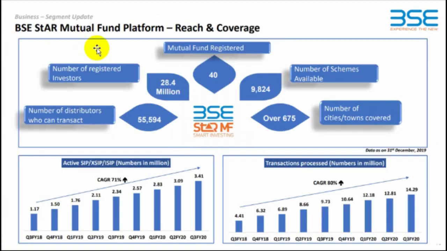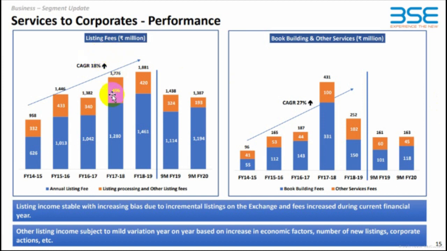The company has a mutual fund platform as well. It has 40 mutual funds registered. The number of registered investors is around 28.4 million. The number of active systematic investment plans has been steadily increasing. In terms of listing fees, it received around 188 crores in FY 18-19 as listing fees, whereas in 9-month ending FY 20, that is up till December 2020, 3 quarters ending December 2020, the total fees received was around 138 crores. So we can see an upward trend up till 18-19. There is a slight pressure going towards FY 20.